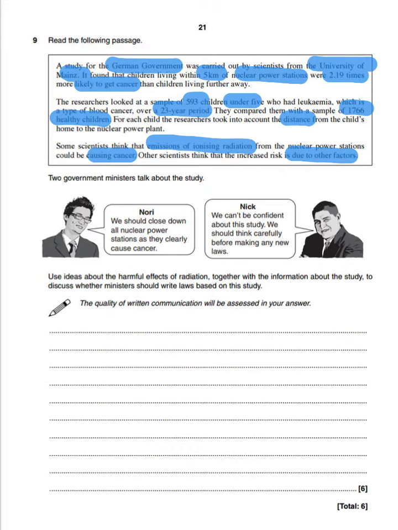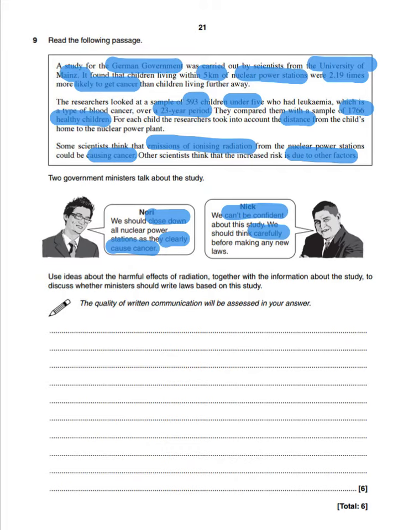So we've got Norrie: we should close down all nuclear power stations as they clearly cause cancer. Good alliteration, Norrie. Nick has appeared as various characters in OCR papers. He was, I think, Rajesh at the beginning. Nick: we can't be confident about this study. We should think carefully before making any new laws. Okay, and then we read the actual question. So we've taken all this information.